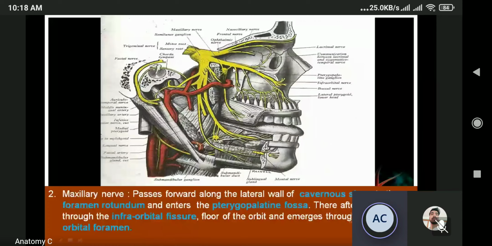Then it will pass through the inferior orbital fissure. Can you see the inferior orbital fissure over here? And finally, it will emerge through the infraorbital foramen. So this is the overall course of the maxillary nerve.